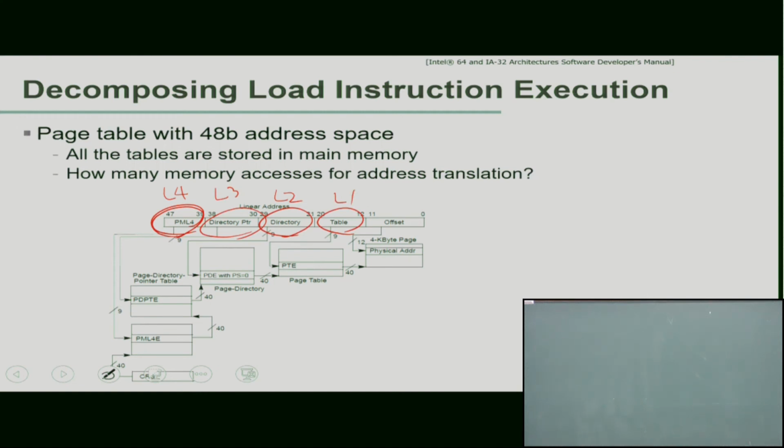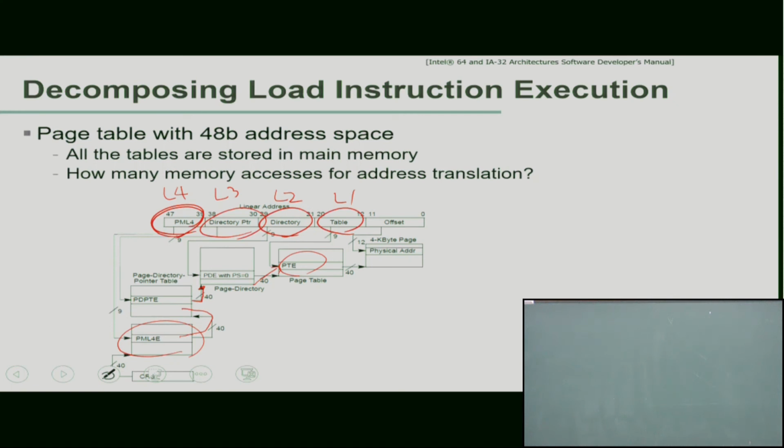Okay, so you start with level 4. You first access this level 4 page table, and then this one points to the next level, the starting address of the level 3 page table, which is, by the way, the page directory pointer table. And this one also points to the beginning of the next level, which is the page directory. And finally, this one points to the page table, and then this page table holds the PTE for the specific memory location.